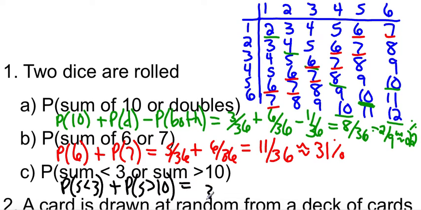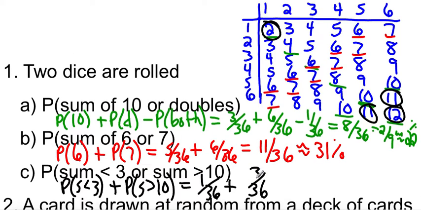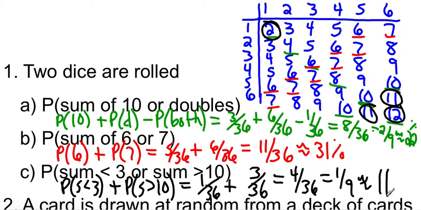So out of my 36 possibilities, sum is less than 3, there's only 1 of those. Plus, out of my 36 possibilities, how many sums are greater than 10? There's 3 of those. So when I add 1/36 plus 3/36, we get 4/36, which reduces to 1/9. And as a percent, that's about 11%.